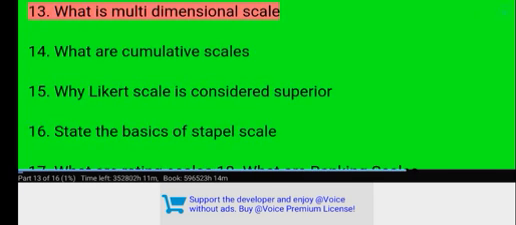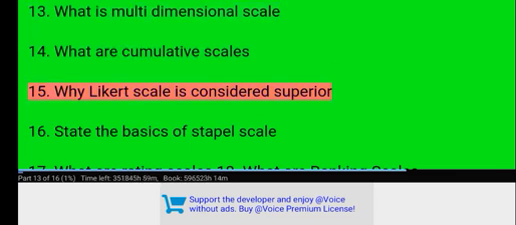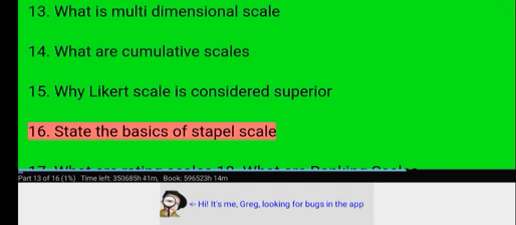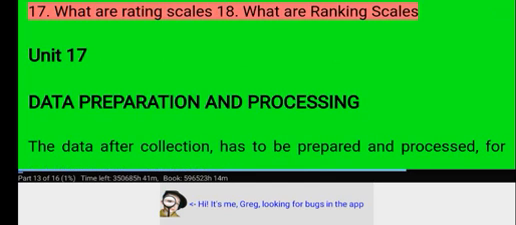13. What is multidimensional scale? 14. What are cumulative scales? 15. Why Likert scale is considered superior. 16. State the basics of Stapel scale. 17. What are rating scales? 18. What are ranking scales?